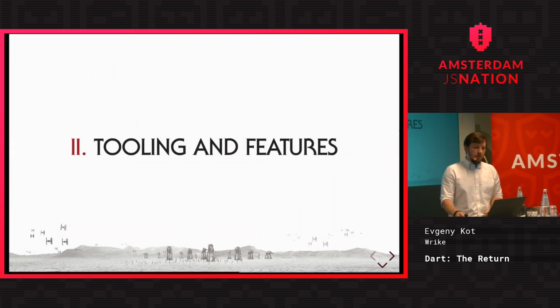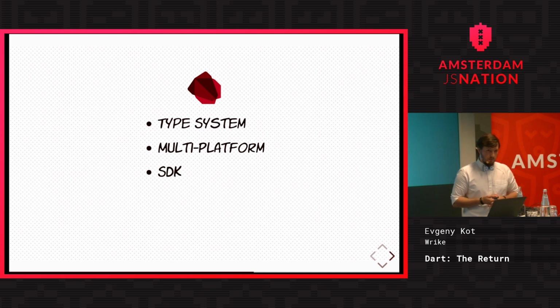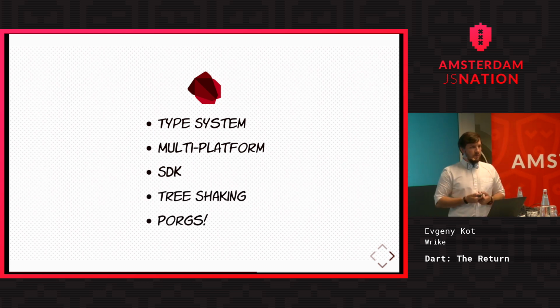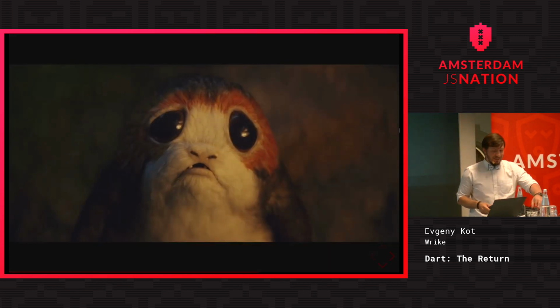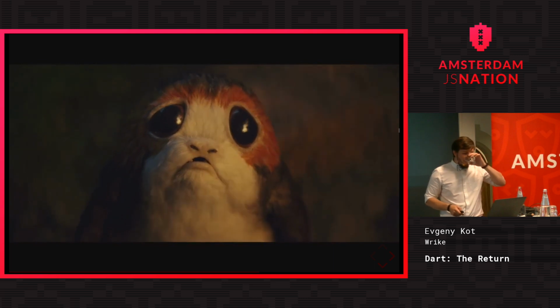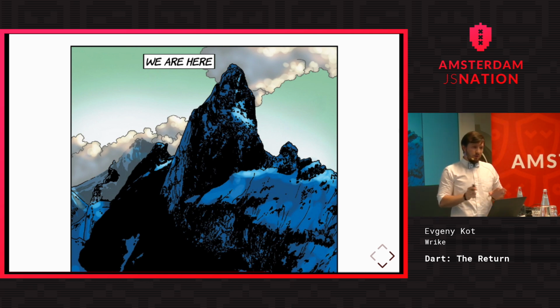So let me show you tooling and features. What are the main features of Dart? It's a good type system with soundness. It's multi-platform. It has a really cool SDK, tree shaking, and pork. No, there is no pork in Dart. Yeah, really sad. Sorry. I will show you a demo, but let me say that it's just the tip of the iceberg. We are here, like on the top. So it's not all the features of Dart.